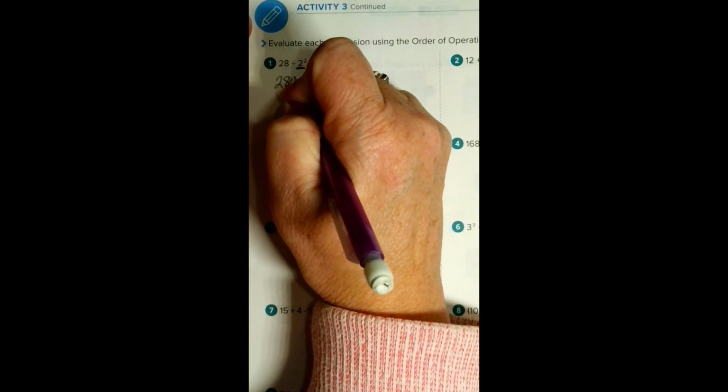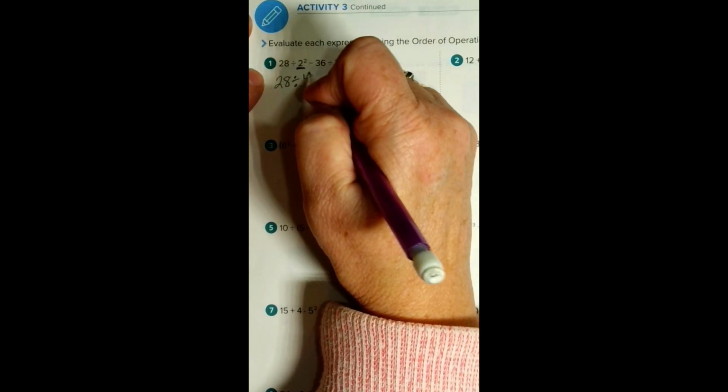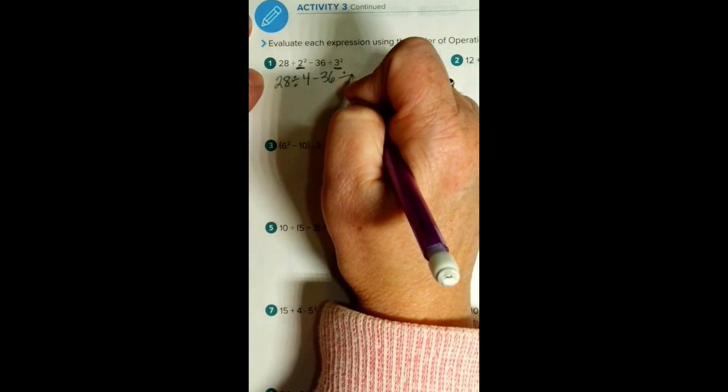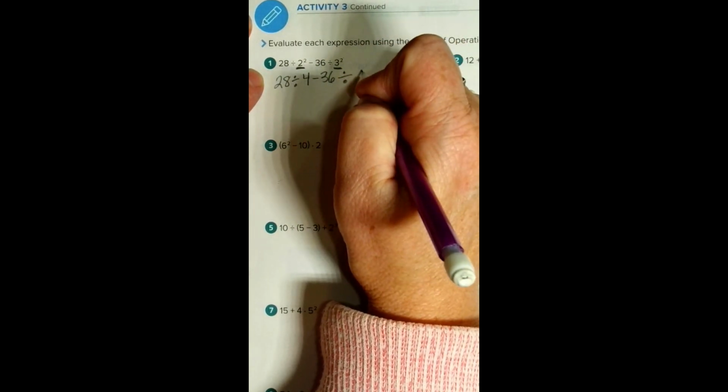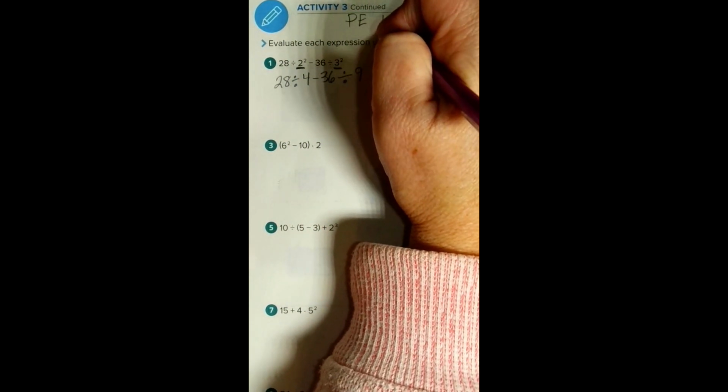So we're not doing anything with the 28 divided by. 2 squared is 4. Not doing anything yet with the minus 36 or this divided by. And the 3 squared is 9. Okay, so parentheses and exponents we've taken care of.